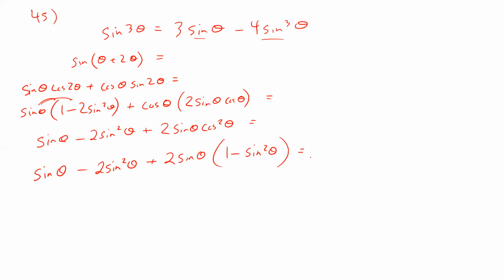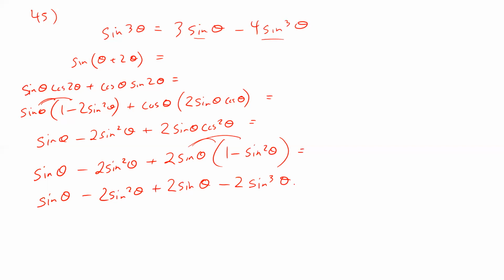Crazy identity, but I think we got it. So this is sine theta minus 2 sine squared theta. This is going to be distributed to here, so it's 2 sine theta. And then this will be distributed to here, so there'll be minus 2 sine cubed theta.